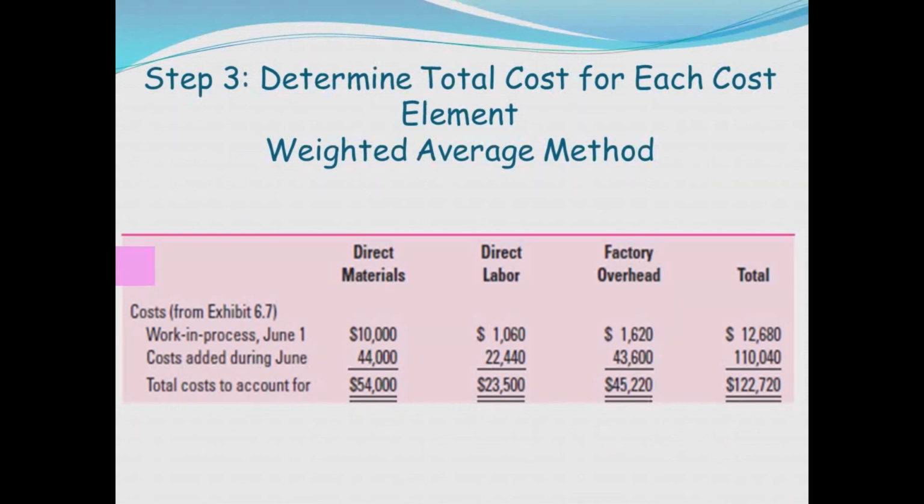Okay, determining the total cost for each cost element. This was given. That's at 12,680. This was given. These were both given on the original slide, the numbers. And so this is that 122,720. This slide's essentially been given to us. But the total cost includes the costs that were brought in from the previous period. So we're looking at this bottom line here in the weighted average method. Those are the total, that's the total cost we need to account for.